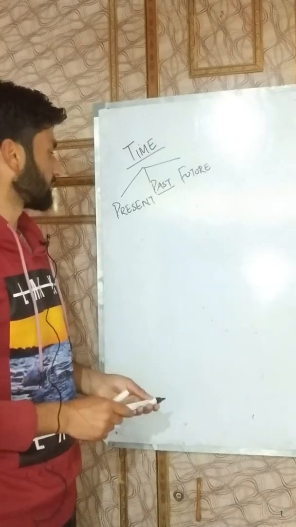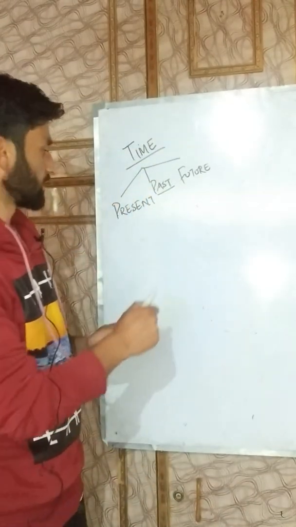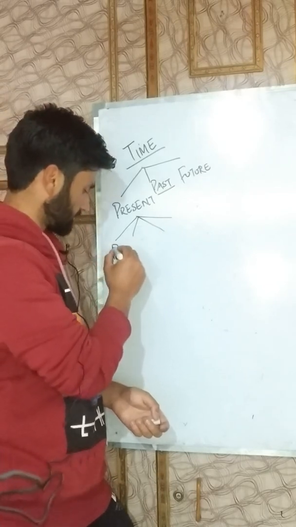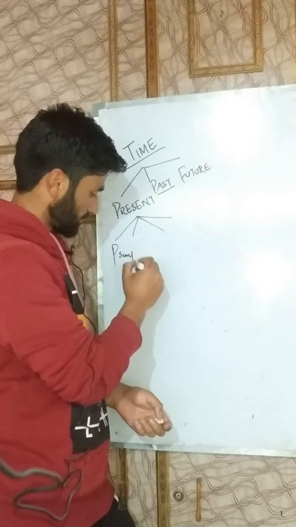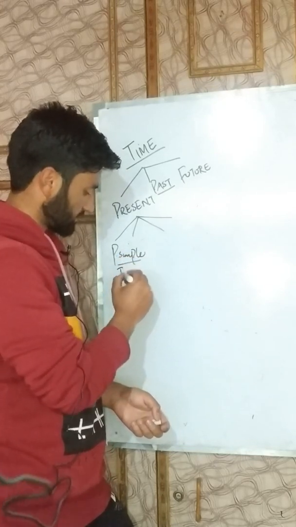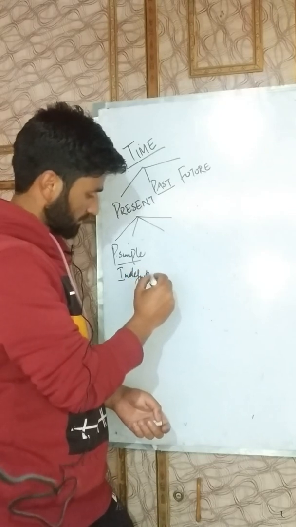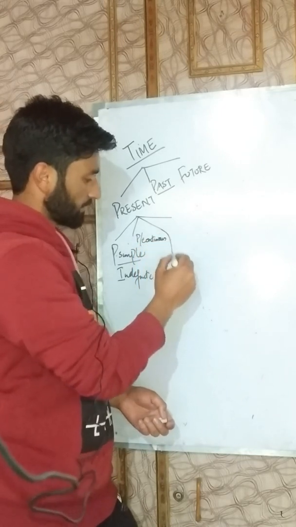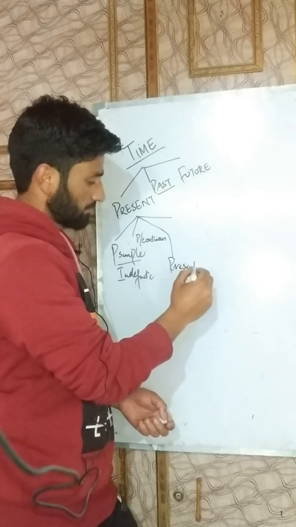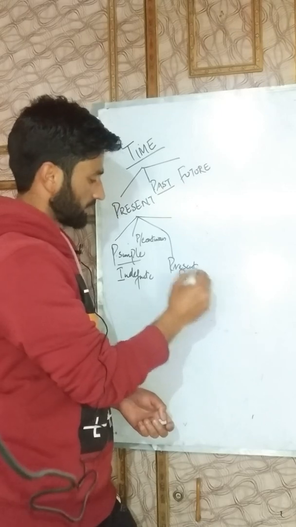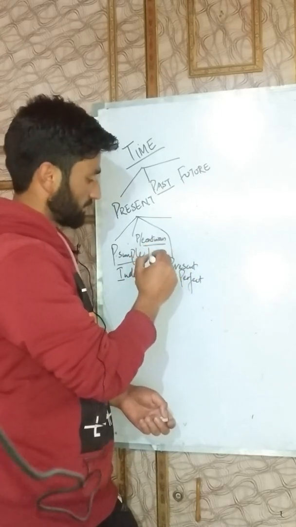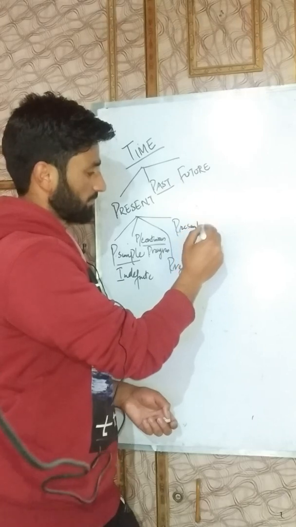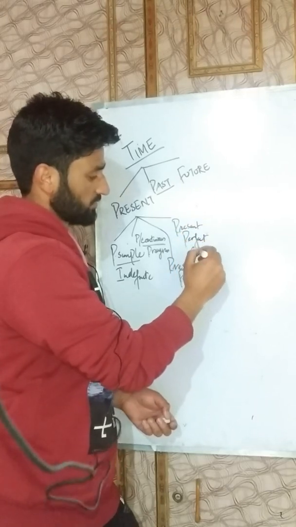Now, when we talk about the present tense, we get four things, you may know this. Present simple, the second name for which is indefinite. Then present continuous, which is also called progressive. The third is present perfect, and then present perfect continuous.